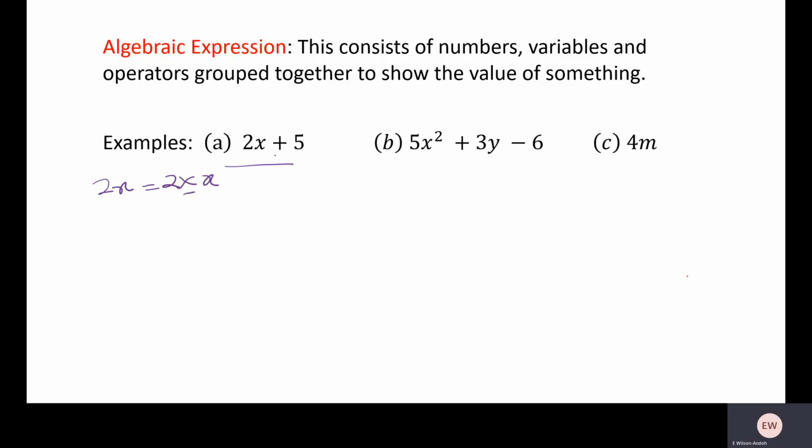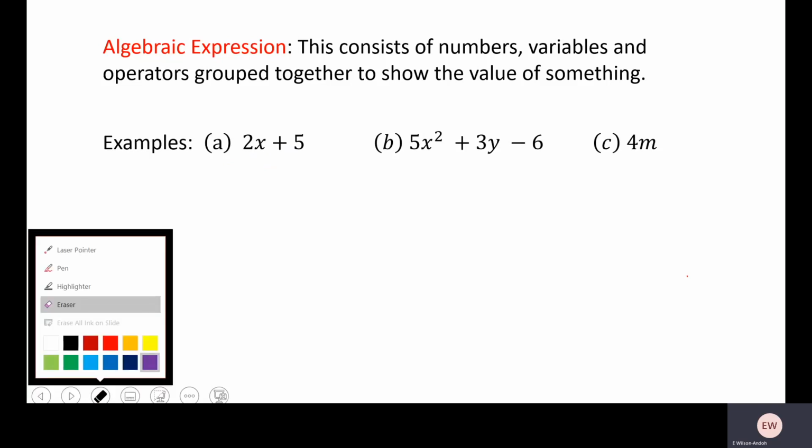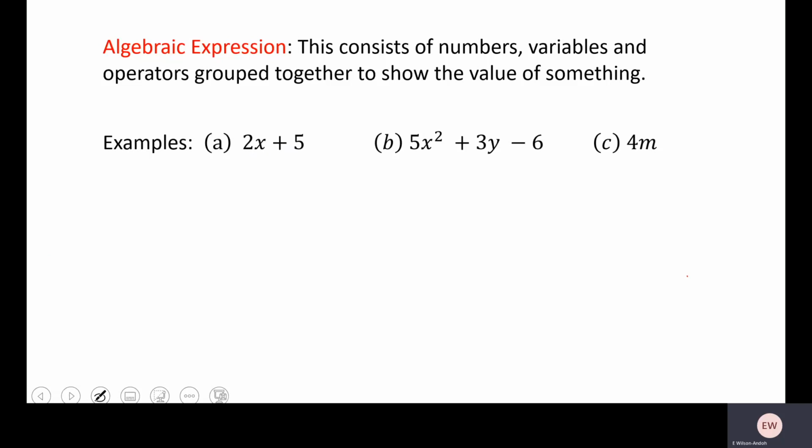And this 2x plus 5 is representing the value of something which we don't know, and we can only know that value when the value of x is given. So say for example, they tell us that the value of x is equal to 10, then we can substitute 10 into the expression. So where we see x, we put 10 there.